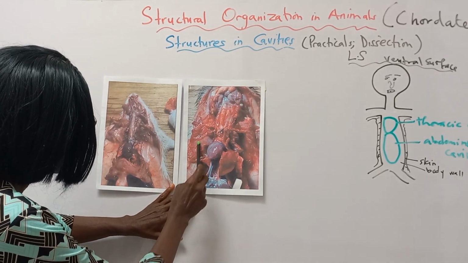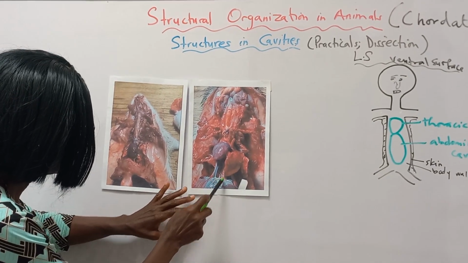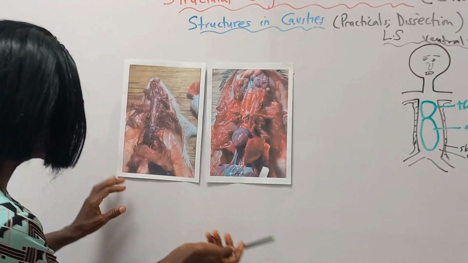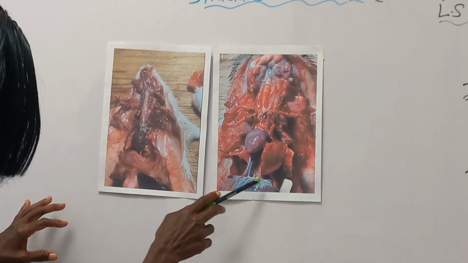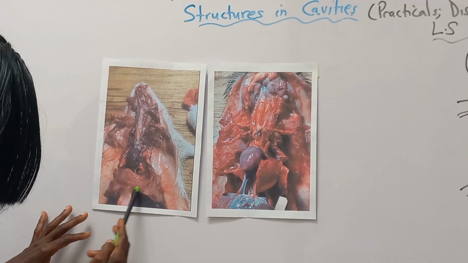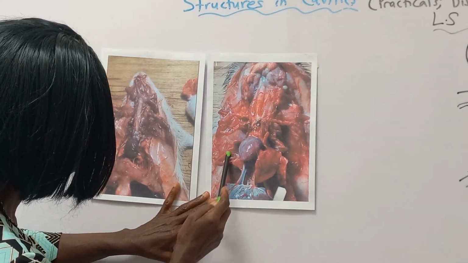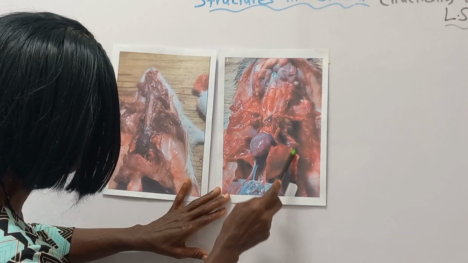So here we also have this one. This is the thoracic cavity still. Here it is turned over to see the diaphragm, which you couldn't see here. So you have the diaphragm, you have the heart, and you have the lungs in the thoracic cavity with the blood vessels.